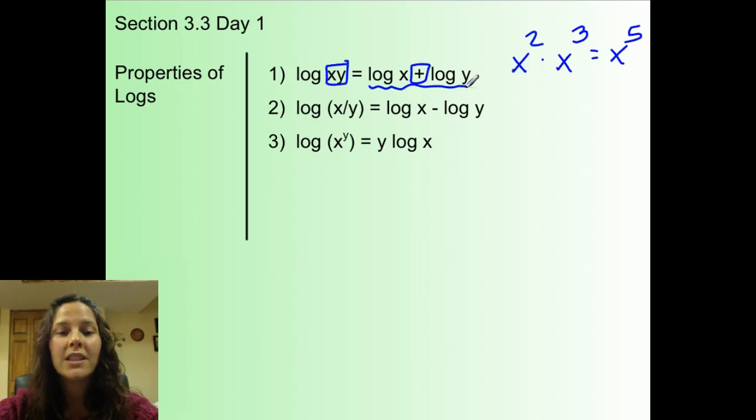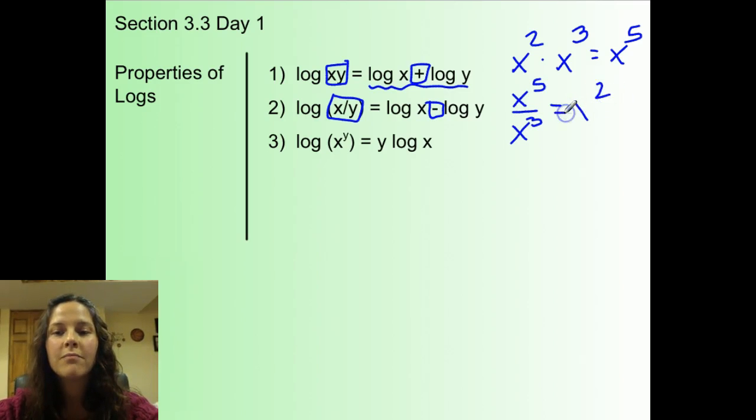For a similar reason, if we have a log of division, we can change it to subtraction of logs. Again, if we have x to the fifth divided by x cubed, we subtract the exponents. So the division turns into subtraction.